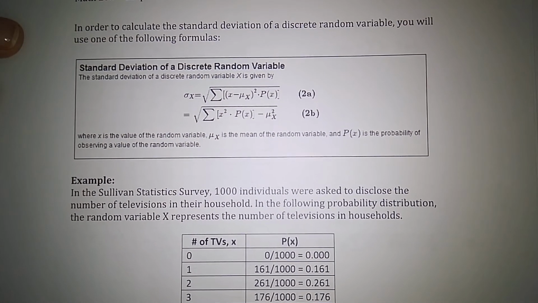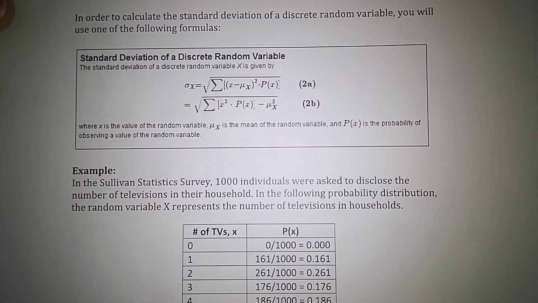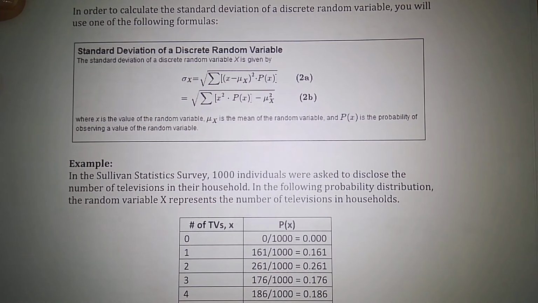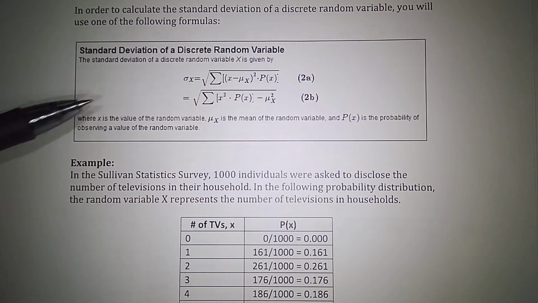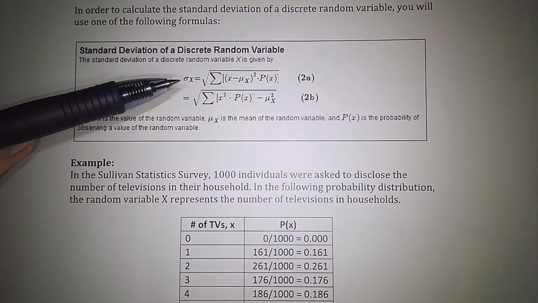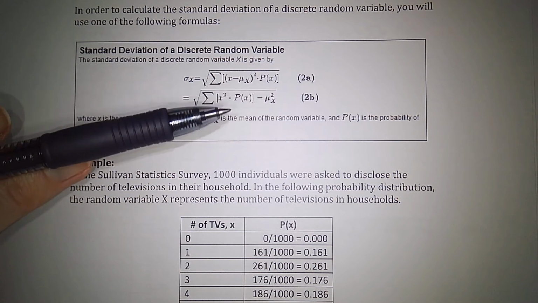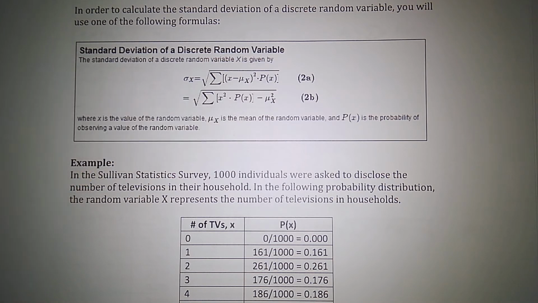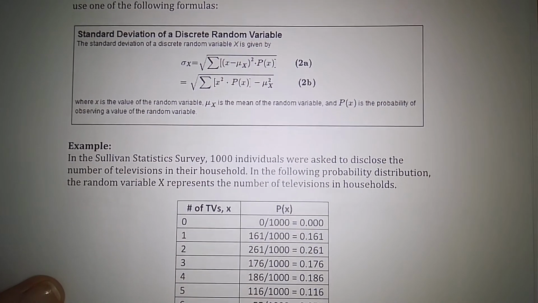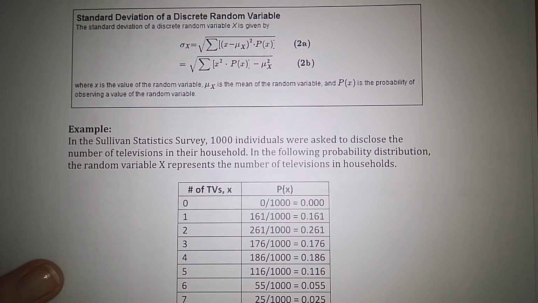In order to calculate the standard deviation of a discrete random variable, you will use one of the following formulas. Here is the standard deviation of a random variable x, and you can use either of these two formulas. They're both computational. Let's do an example using these formulas below.